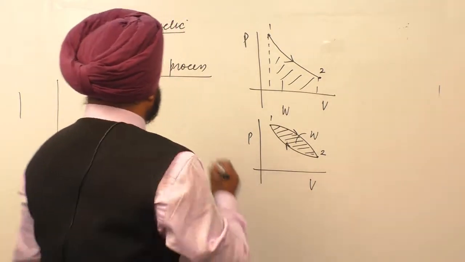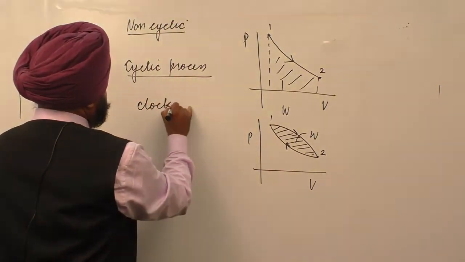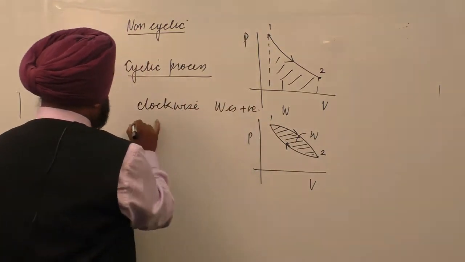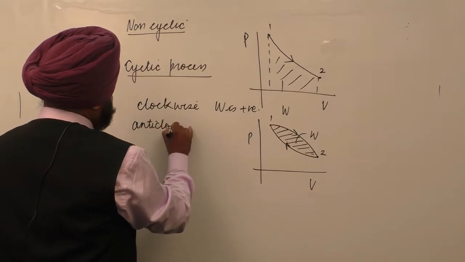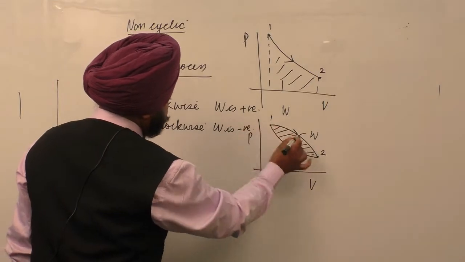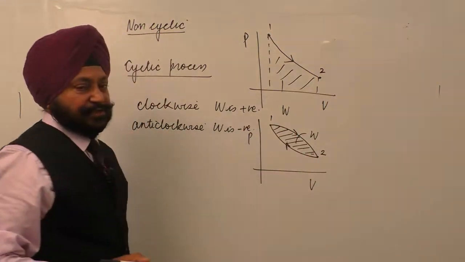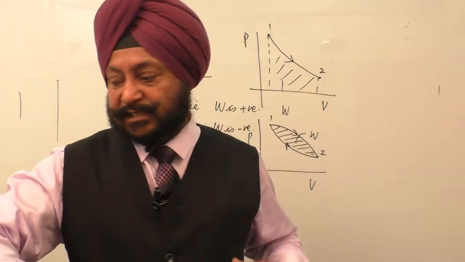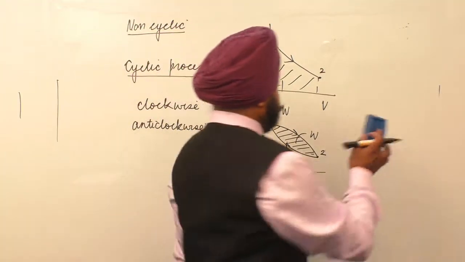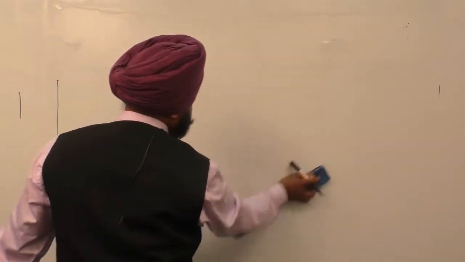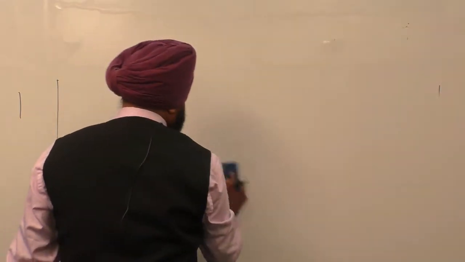Now if this loop is moved clockwise, then work done is positive, and if this is moved anti-clockwise, then work done is taken as negative. Now if you can see here, we are moving in the clockwise direction in this loop, so the work done will be positive in this particular case. So these are certain things which we need to remember as far as some definitions are concerned. Now moving on further, we will move on to the first law of thermodynamics.